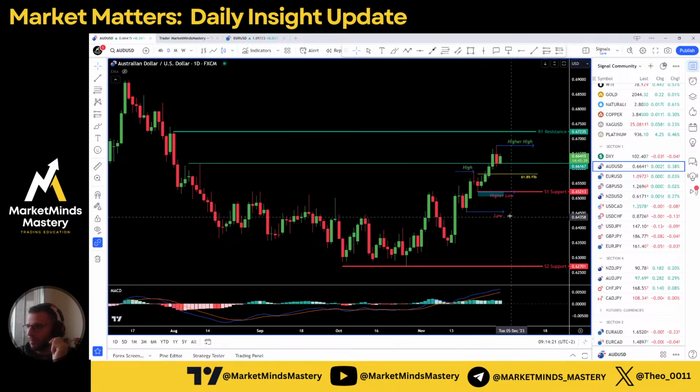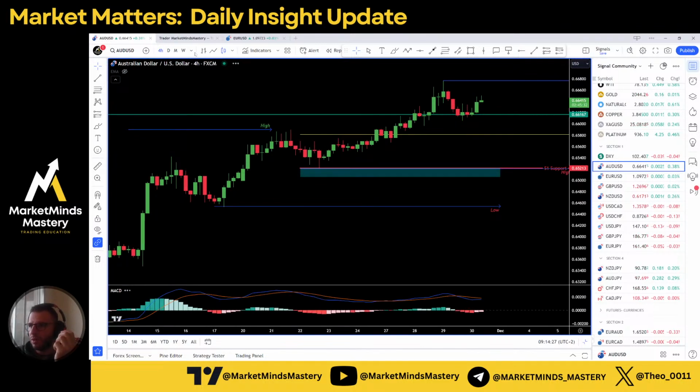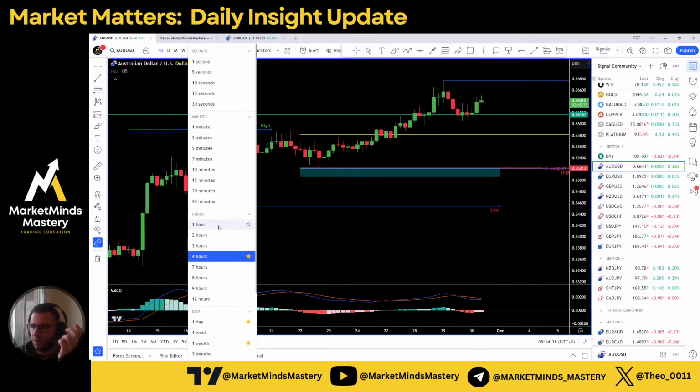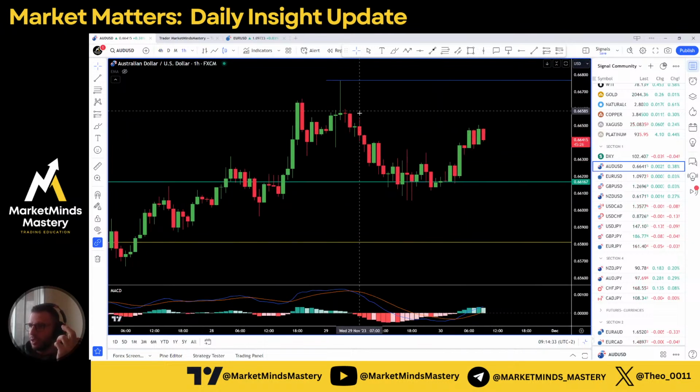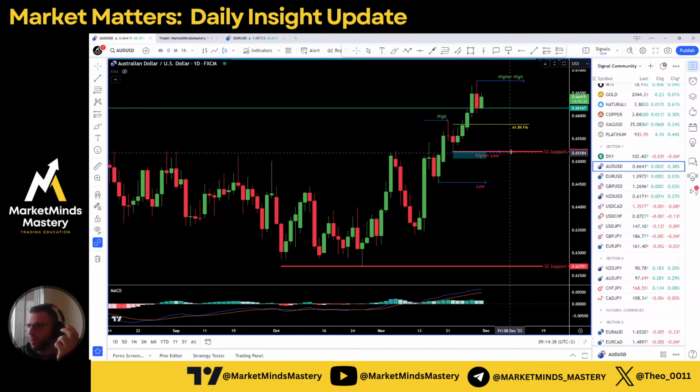So this market is moving upwards. I'm still bullish on this one, of course. On the lower time frames, I'm looking to buy this market, let's say on the 4-hour chart, on the 1-hour chart. And I will start looking for shorts when I see the price trend reversal, like lower highs and lower lows.